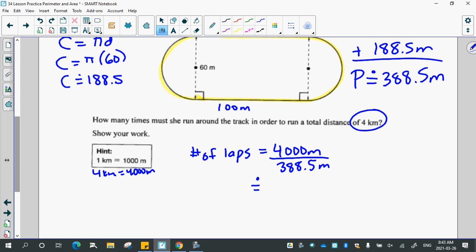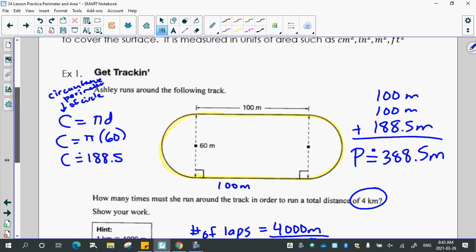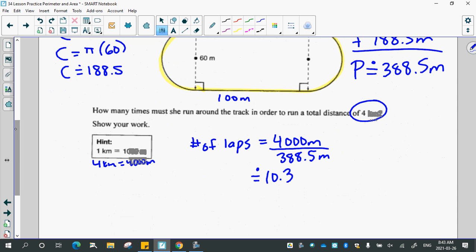Approximately 0.3. So 10 is not enough. He has to go a bit more than 10. And then we have to answer it. So therefore, Ashley must run 10.3 laps.